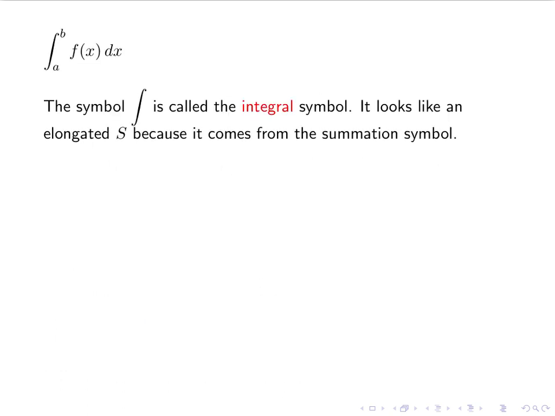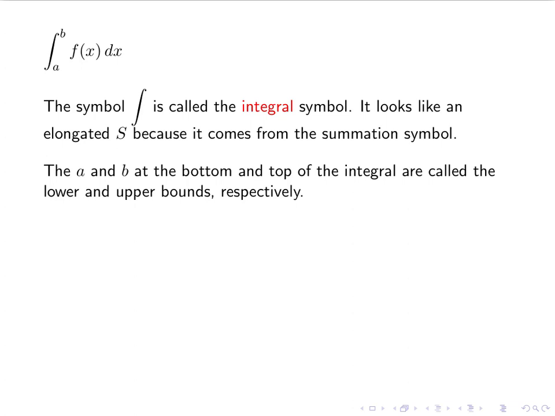That symbol is called the integral symbol. And again, it's an elongated S from summation. So it's called the integral. The a and the b at the bottom and the top of the integral symbol are called the lower and upper bounds. The lower bound, a, is the one on the lower side of the integral symbol. The upper bound, b, is the upper value. And those are numerical, just like it's alphabetical. So if I'm looking from x equals 0 to x equals 4, a is 0, b is 4, right?